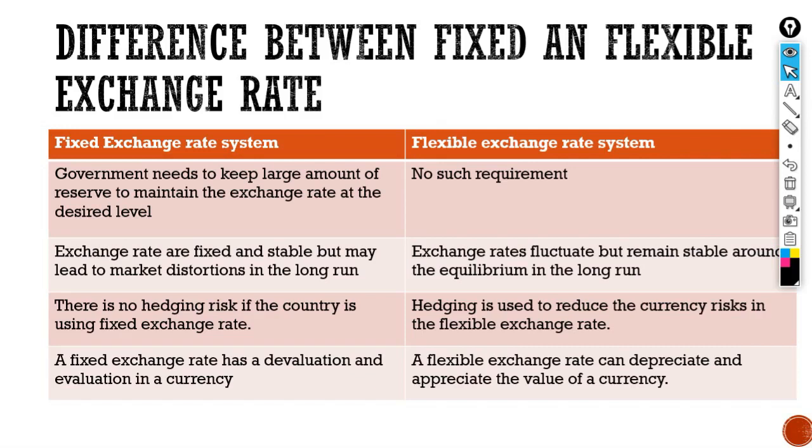Next, the exchange rate are fixed and stable, but may lead to market distortion in the long run. So in the long run, it is very difficult to have a fixed and a stable exchange rate. However, exchange rate fluctuates but remains stable around the equilibrium in the long run. So in flexible exchange rate, though it fluctuates and is volatile, in the long run, it becomes stable and in equilibrium.